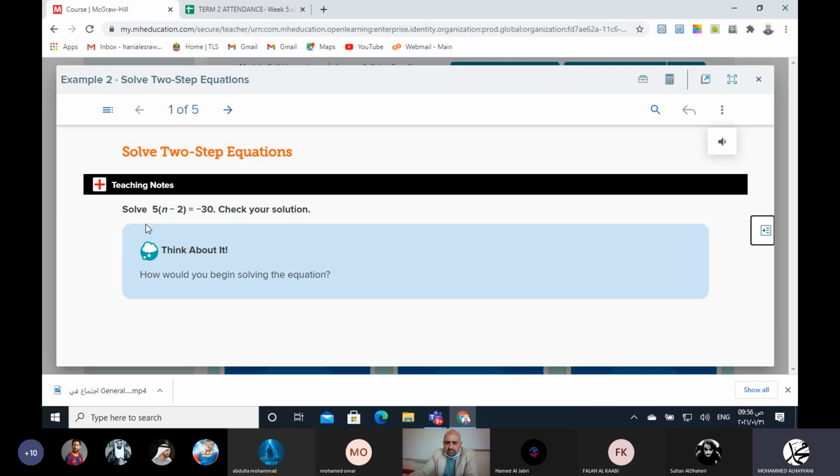Now we have this problem. Solve 5 times, between parentheses, n minus 2 equals minus 2.